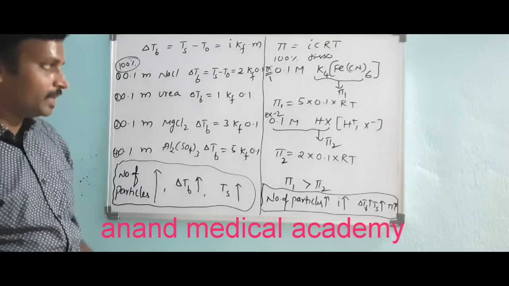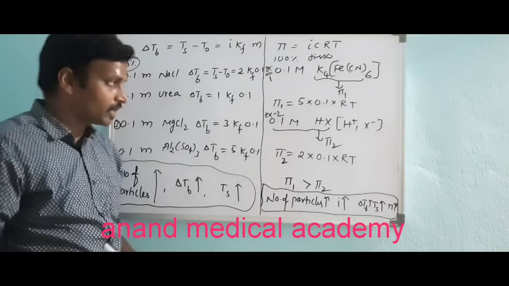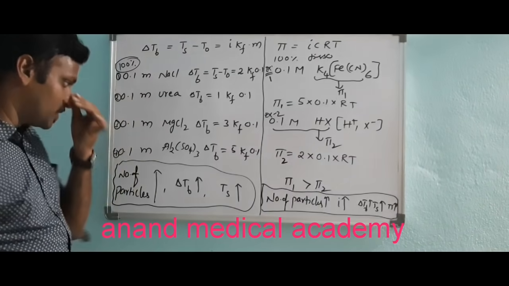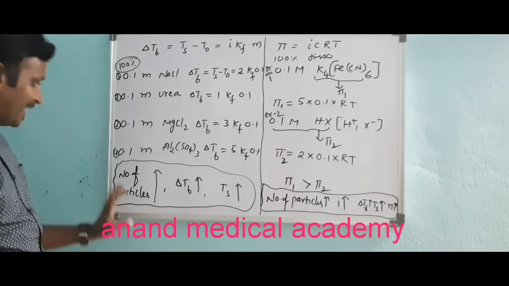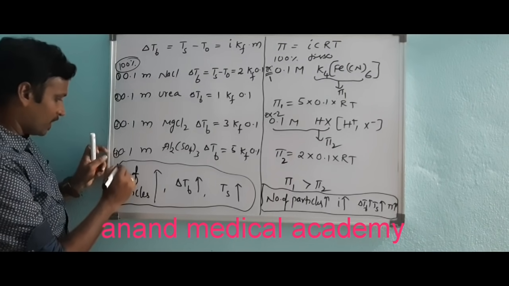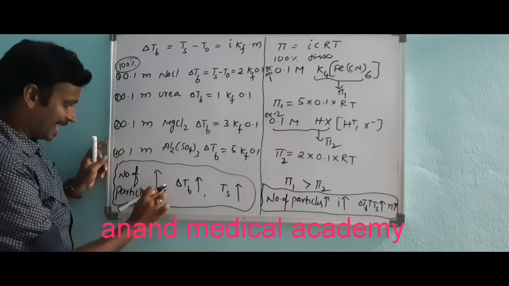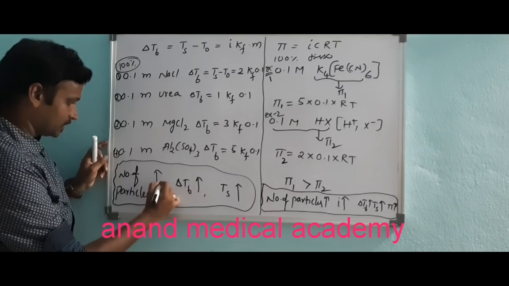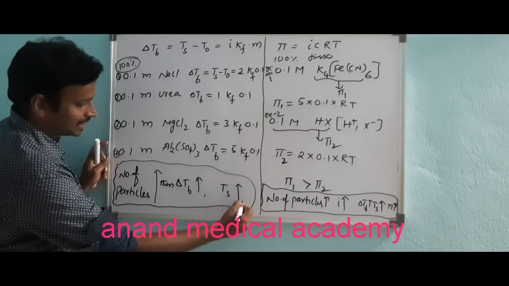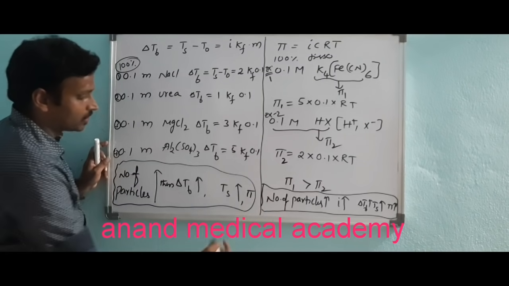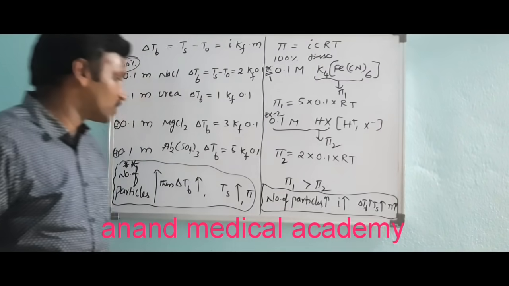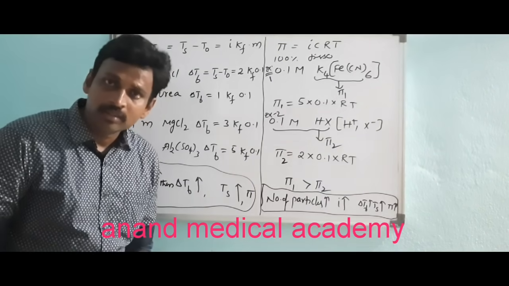But generally, last and final, don't get confused. If 100% is given and same concentrations are given, got it? Then here only I can say, if the number of particles increases, then delta TB increases, TS increases, pi value also increases. This is the final conclusion for you. Final conclusion. Got it? Okay.